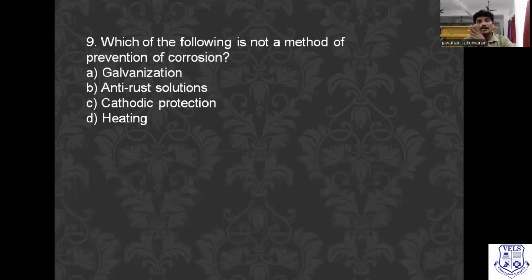Anti-rust solutions are alkaline phosphate and alkaline bromide solutions. The alkaline nature prevents the availability of hydrogen ions. Cathodic protection is the process of connecting the iron object to be protected to a more active metal either directly or through a wire. Okay. So heating is the correct answer. D, Heating.